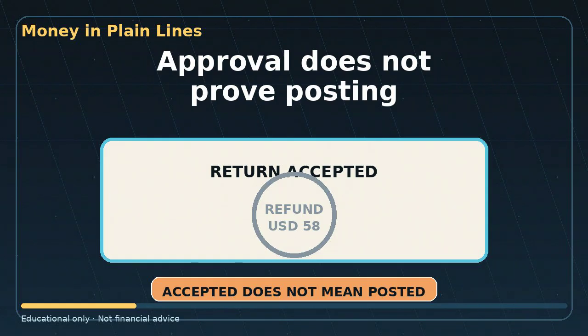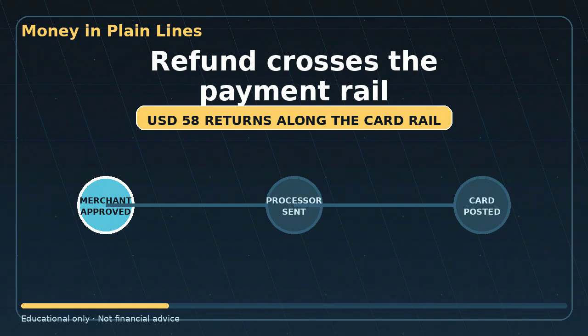After approval, the $58 refund travels along a payment rail from merchant approved, to processor sent, to card posted. Each marker describes progress, and none should be silently replaced with the later marker before the card account actually shows it. When the refund posts, a fictional card ledger can reconcile the result.